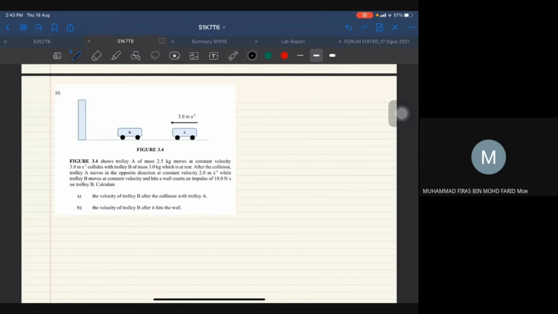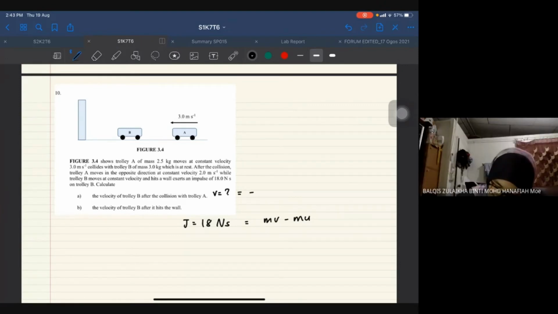For B, I think you have to use the impulse they gave, 18.0. Okay, so J is equal to 18 Newton second. So you want to relate it to what you already have, the initial V, right? Yes. So you can relate this with MV minus MU. Is it correct? Okay, what V did you get for A earlier?